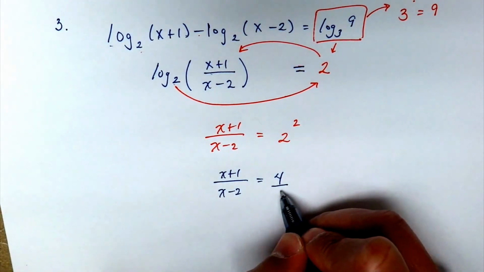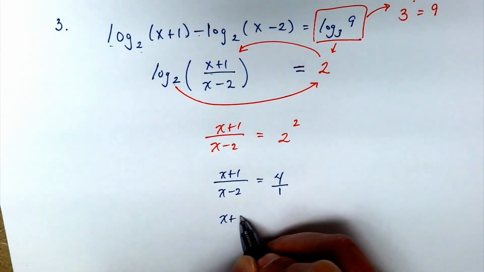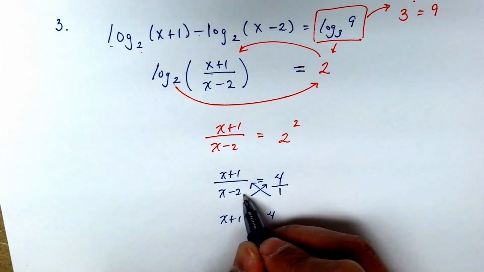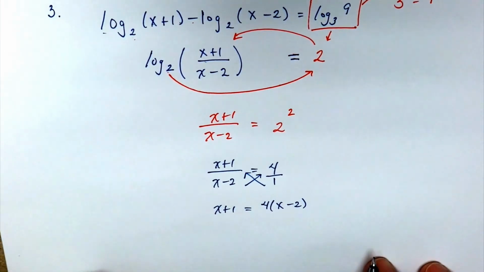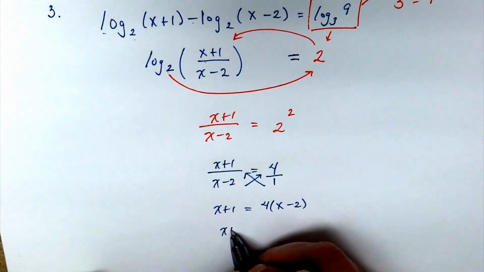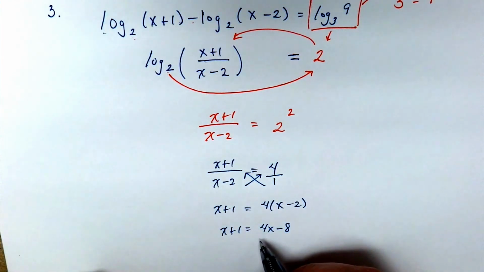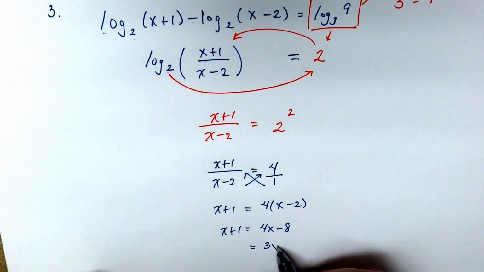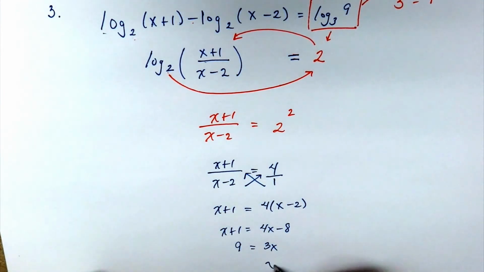Well, let's go ahead and put a 1 underneath, and we can go ahead and cross multiply. So now we have x plus 1 equals 4. Now remember, this is a binomial, so you have to use parentheses because you have to distribute that 4. So x plus 1 is going to equal 4x minus 8. Then let's bring the x over here. That becomes a 3x. The negative 8 over here becomes a positive 8. Divide by 3, and x equals 9.